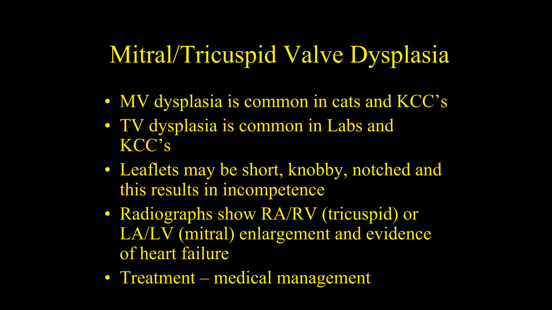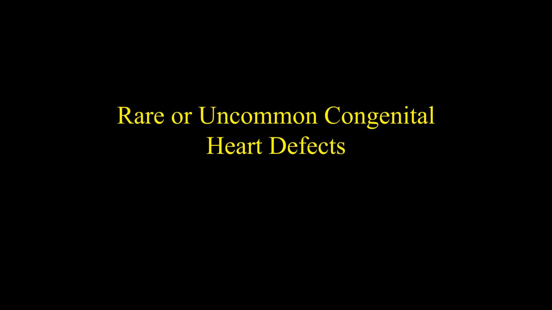So what do you see radiographically with these dogs? You typically see enlargement of the atrium and the ventricles on both sides. There's no way to fix the valves, at least that I know of. In people they do, but I don't think we're doing that in animals. And so you treat them medically for evidence of and signs of cardiac disease and heart failure.